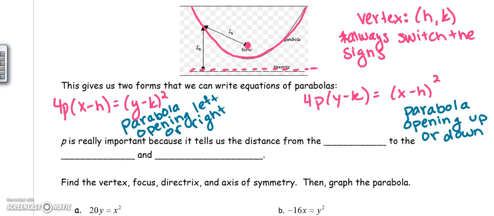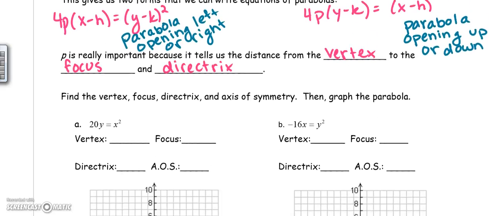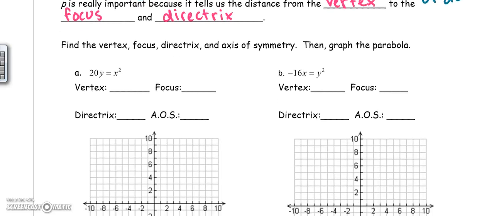Alright. Now, the one thing we haven't talked about yet is that p out in front, which is kind of weird. We haven't used p yet. But p is really important because it tells us the distance from the vertex to the focus and directrix. And using that p-value is going to make it really easy to graph. So let's go ahead and create these graphs.